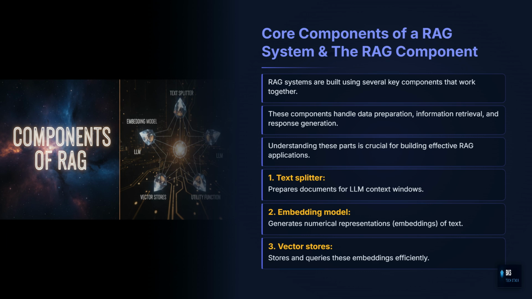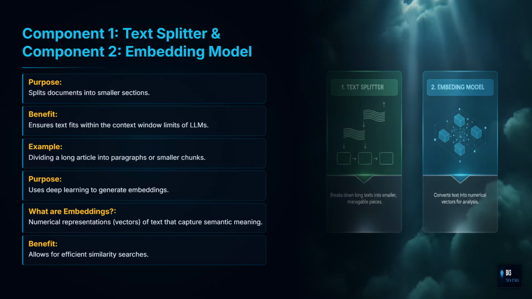These numbers are stored in vector stores for quick searching. The LLM itself generates the final answer, and utility functions help manage the process. Notice how they form a cycle, ensuring smooth data flow. Let's start with the text splitter.